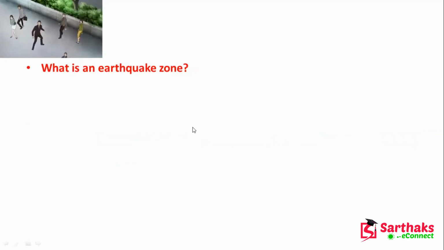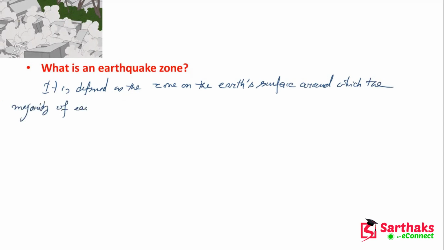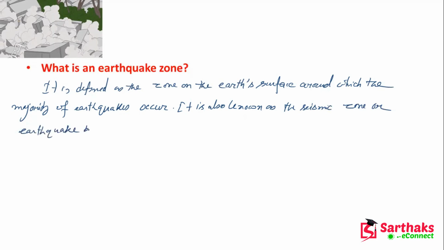What is an earthquake zone? An earthquake zone is defined as the zone on the earth's surface around which the majority of earthquakes occur, and it is also known as the seismic zone or earthquake belt.